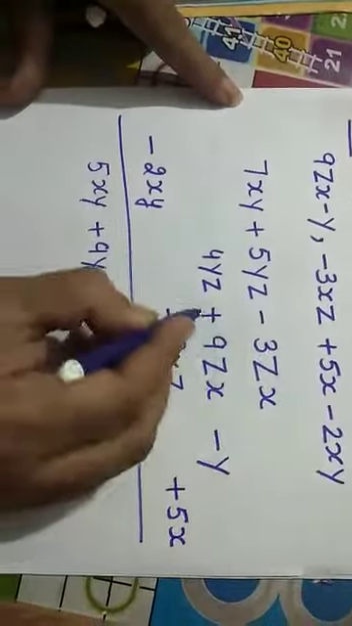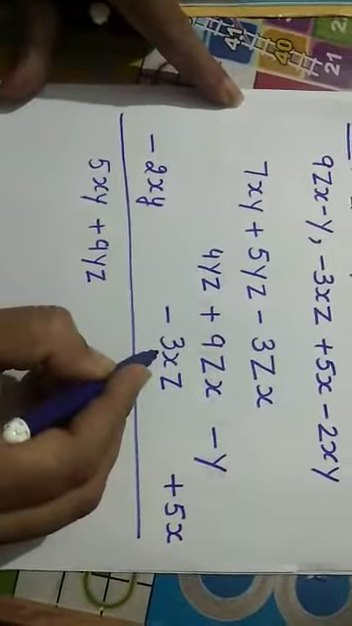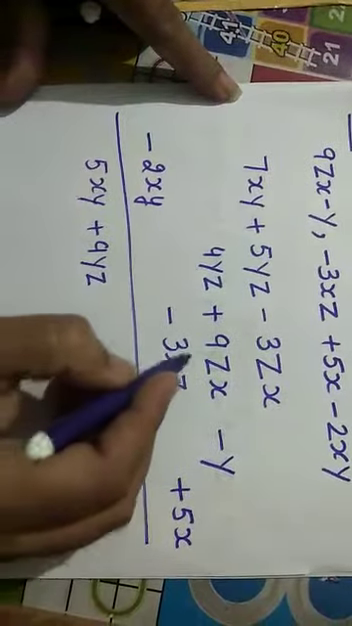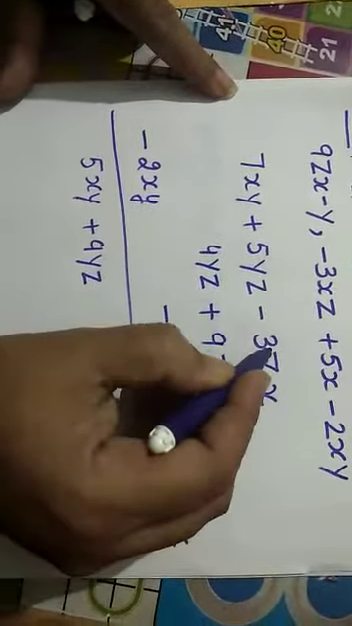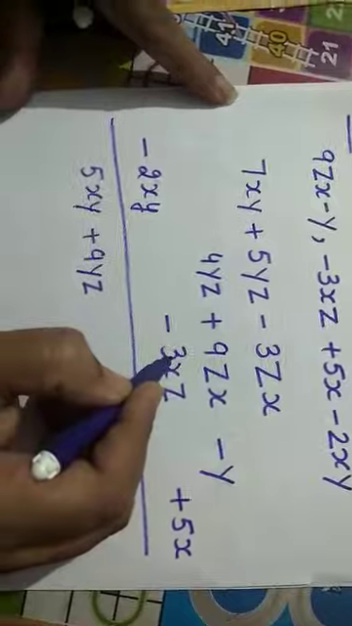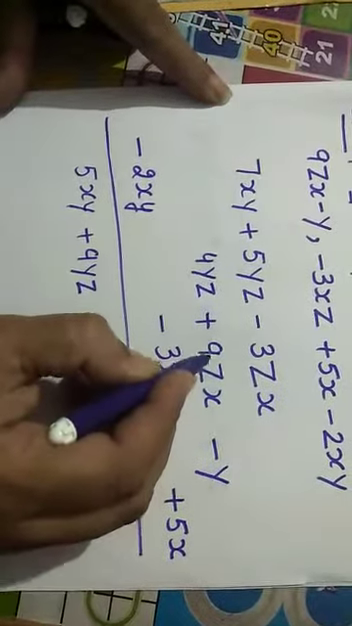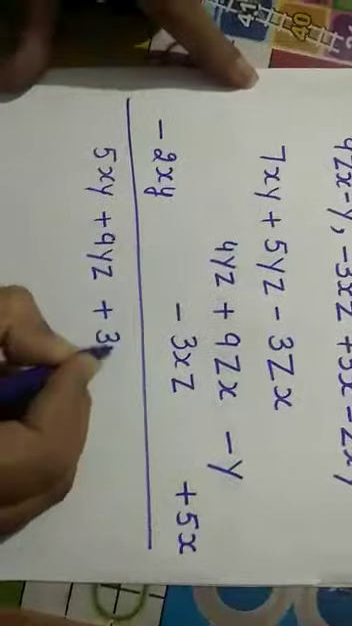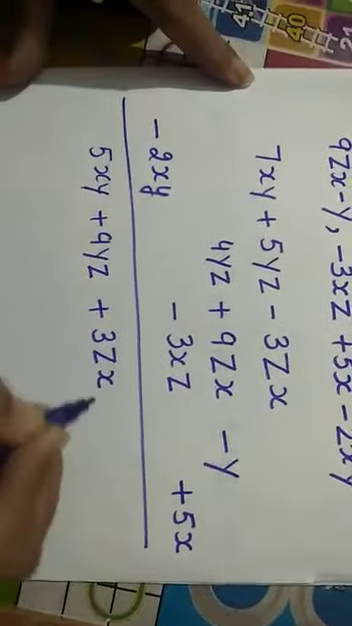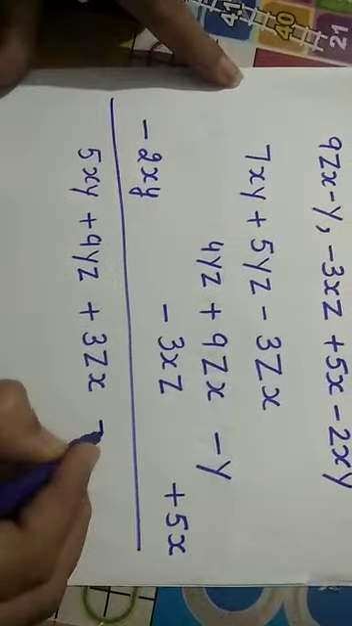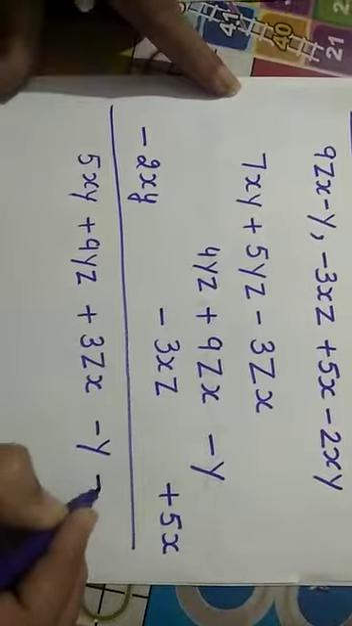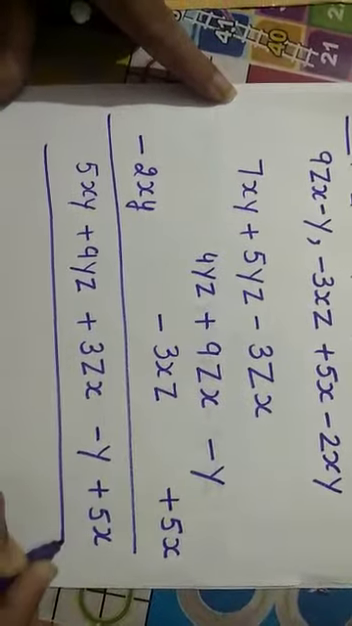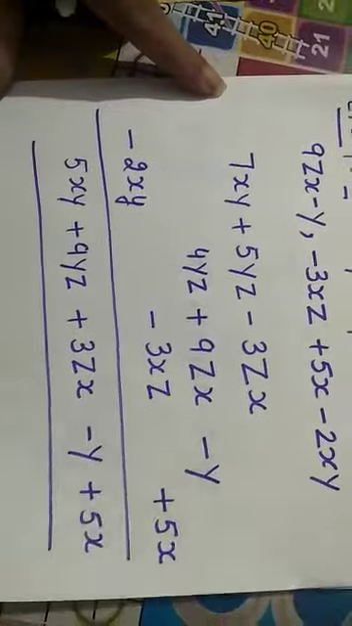Now minus 3zx plus 9zx minus 3zx. So these two, xz or zx, is the same thing. So now what we'll do, we'll add these two, 3 and 3, minus 6, and this is positive 9. So what it will be, plus 3zx. Now next we have minus y, and this one 5x. So this is the addition of algebraic expressions.